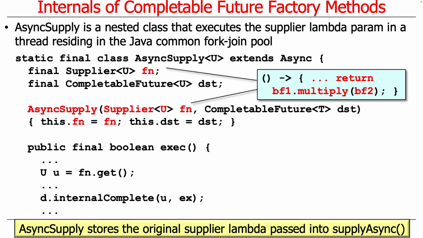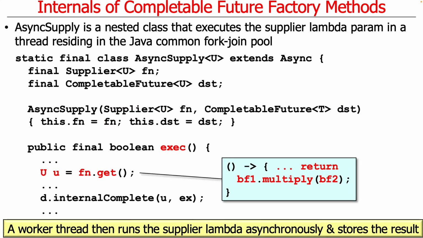Great. There are then a couple of fields here. We have the supplier and this completable future, and you can see that those are what are passed in. This supplier field is going to contain the supplier lambda that was passed to supply async by the application code way back, and this dest thing is the incomplete completable future. So those things are stashed away in these fields.